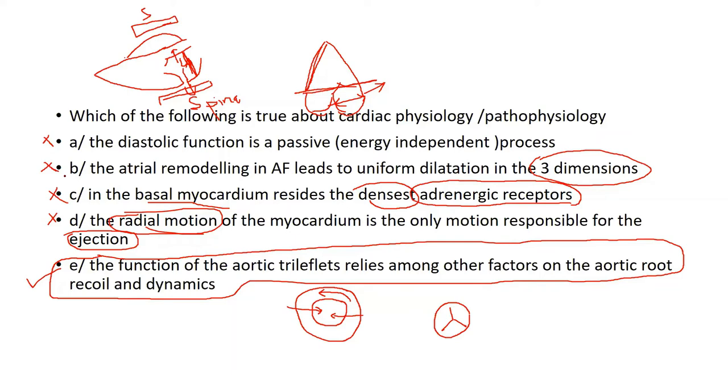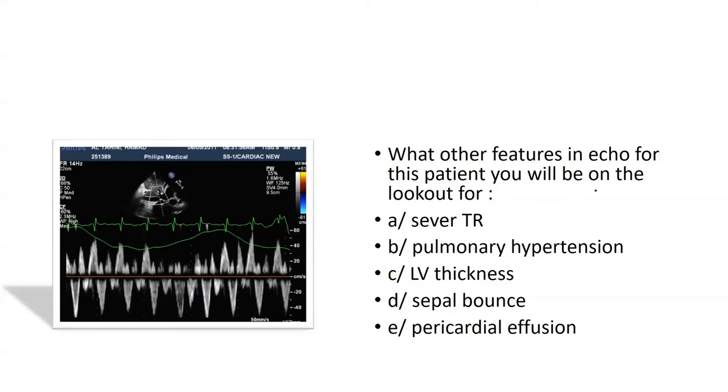Okay? Good. Now, what other features in echo will you be on the lookout for in this patient? You first have to see this signal, interpret it, put a diagnosis in your mind, and look for additional data to support your diagnosis. So what are you seeing here? There is respiratory variation in the... Okay, very good.